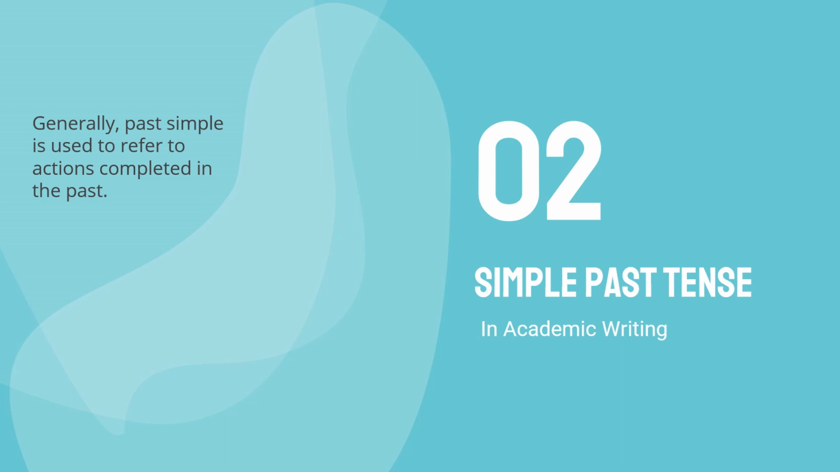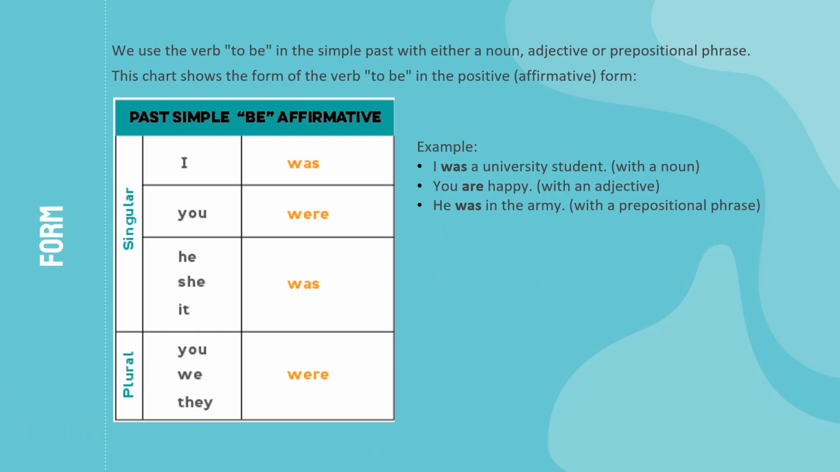Go on to the second tense in academic writing, that is simple past tense. Generally, past simple is used to refer to actions completed in the past. We use the verb to be in the simple past with either a noun, adjective, or a prepositional phrase. The chart shows the form of the verb to be in the positive or affirmative form.